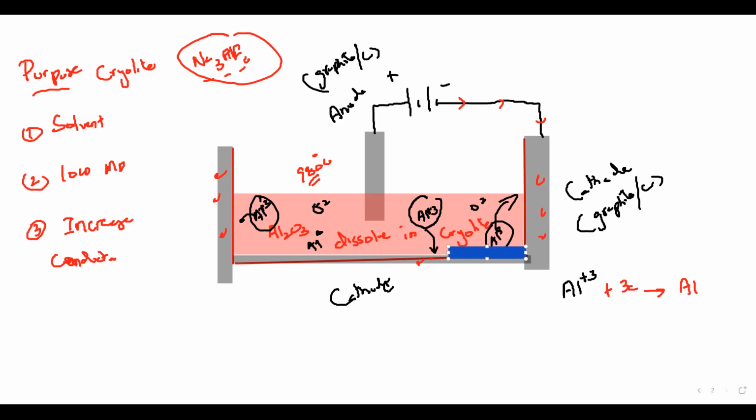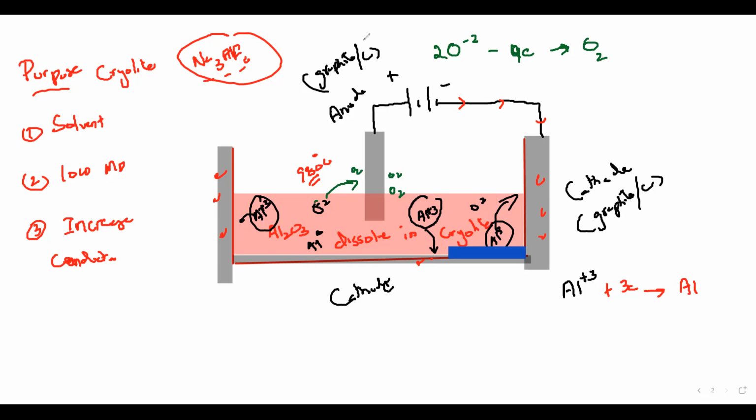Then what happens? Oxide ions are negative ions, so these oxide ions are attracted towards the anode. As these oxide ions are attracted towards the anode, what will be the equation? At the anode, one oxide ion will lose 2 electrons and form an oxygen atom. But when two oxide ions are there, they will lose 4 electrons and form oxygen gas. So as a result, oxide ions produce oxygen gas, O2.